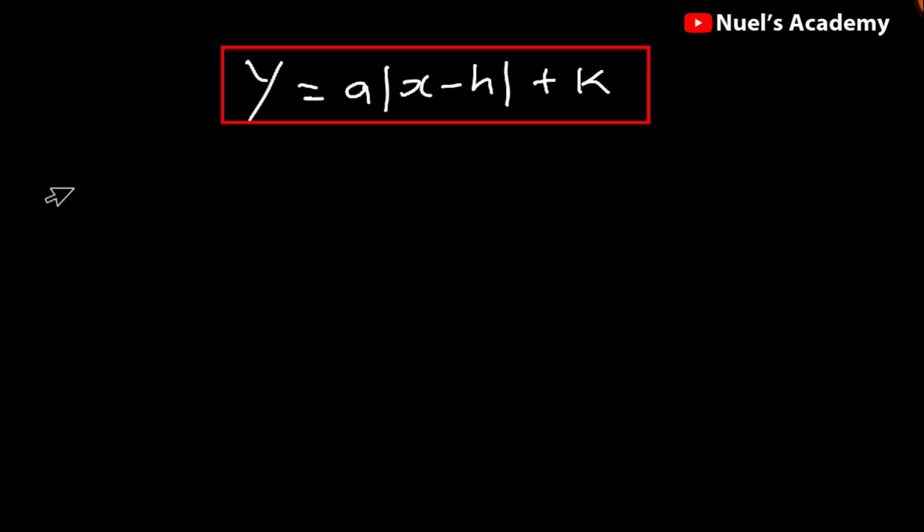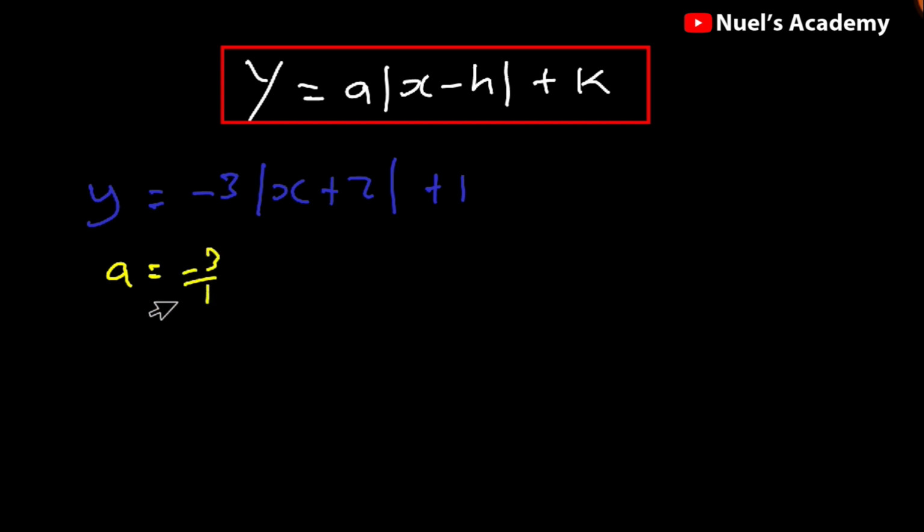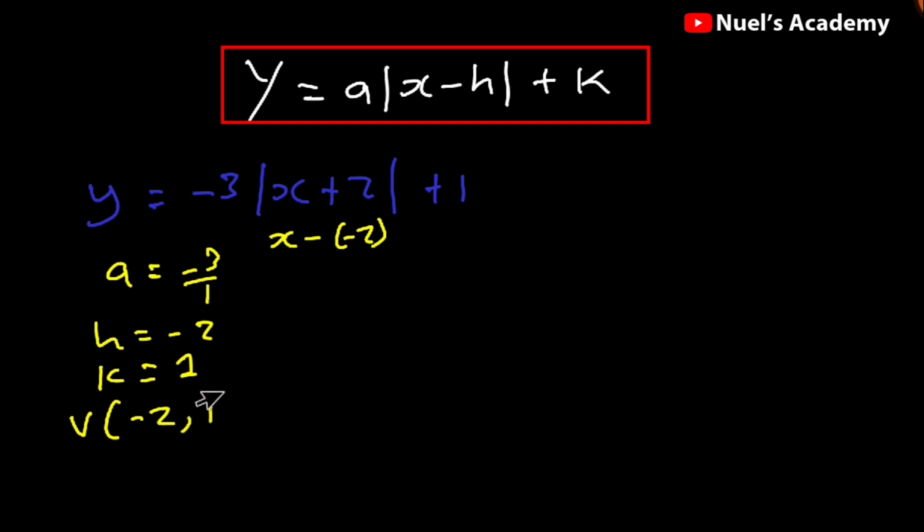Now let's solve another example. We have y is equal to -3 times the absolute value of x plus 2, plus 1. So here a is -3, that's -3 over 1. Notice that we have plus 2 here, so we're going to write this x plus 2 as x minus -2, so that h will become -2, and then k will be equal to 1. So our vertex is -2, 1.